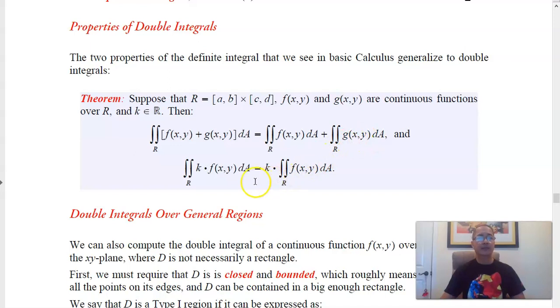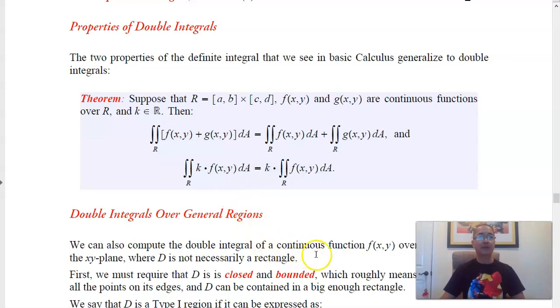And similarly, if you have a constant multiple within your integral, then you can factor out that constant multiple. Just don't do it if there's an x or a y hiding in there. That's not a constant. It has to be a number like 5 or -3 and so on. Okay, so now let's go on to our main event.